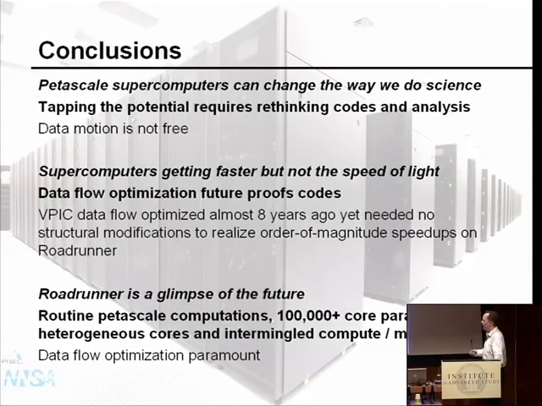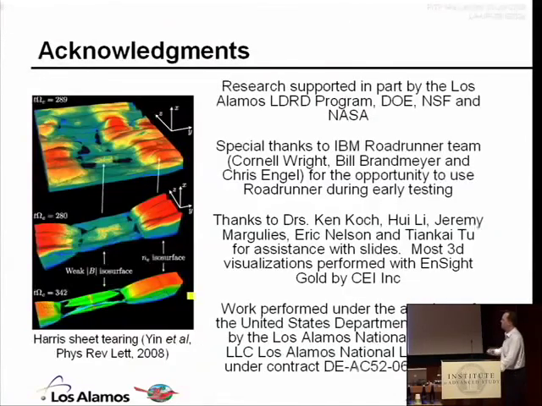And in the future, what we're going to find is routine petascale computations. In fact, right now, for about $100, you can buy a teraflop on a GPU and put it under your desk. So petascale is actually getting pretty affordable if you don't mind the programmability of your platforms. Likewise, expecting 100,000-core parallelism will be fairly routine. Heterogeneous cores are coming, because that's the way they manage the power. And intermingled compute and memory, because the speed of light isn't fast enough, so you're going to see these complicated memory hierarchies. You're going to see lots of cores for your transistors. And to actually exploit these platforms to get good performance, data flow optimization will be paramount.